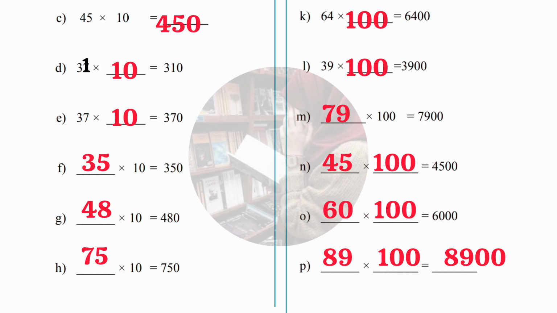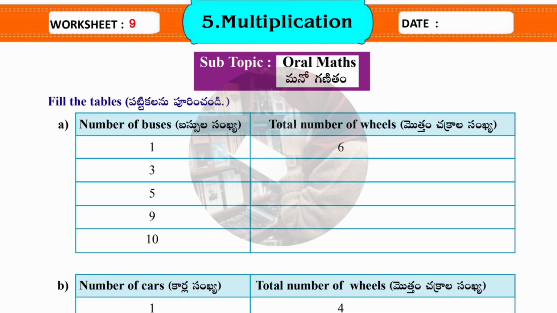Next one, dash multiplied by dash equal to 8900. Here two zeros are there, means 100. 89 is the number. So 89 multiplied by 100. Okay, so answer is 8900. Got it, guys? Let's move to the next worksheet, that is worksheet number 9.